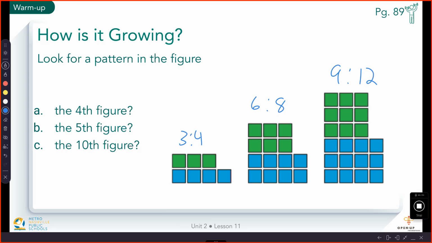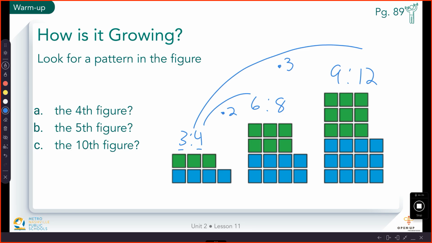Now, if you look at the pattern, you can see that from here to here is times 2. I used a dot. Don't forget, we're using the dots now. From here to here is times 3. Remember that I'm multiplying by 2 to get this next ratio, and it is an equivalent ratio. That's why we're multiplying both of them by that number so we can have equivalent ratios.